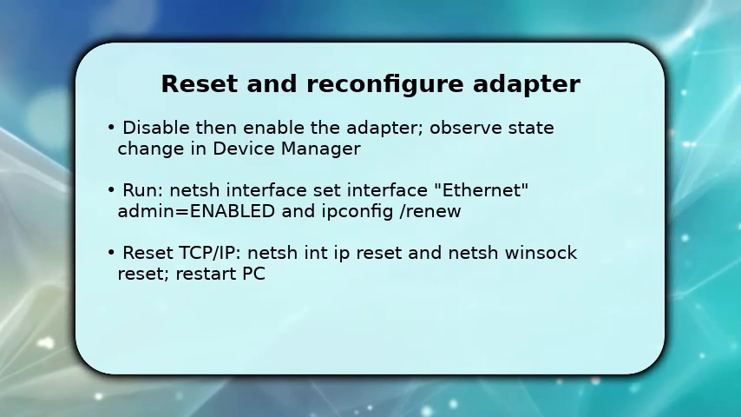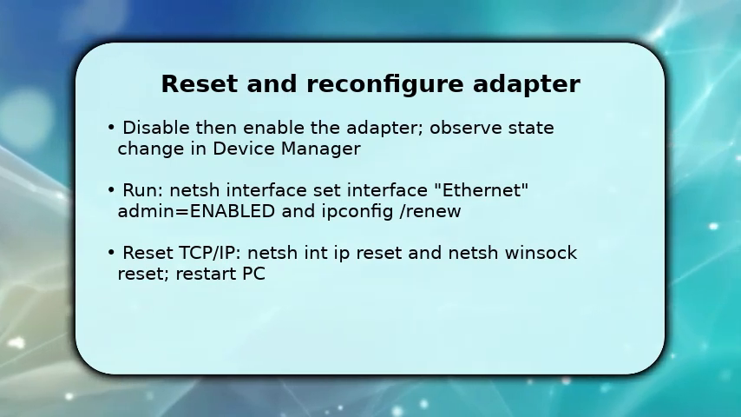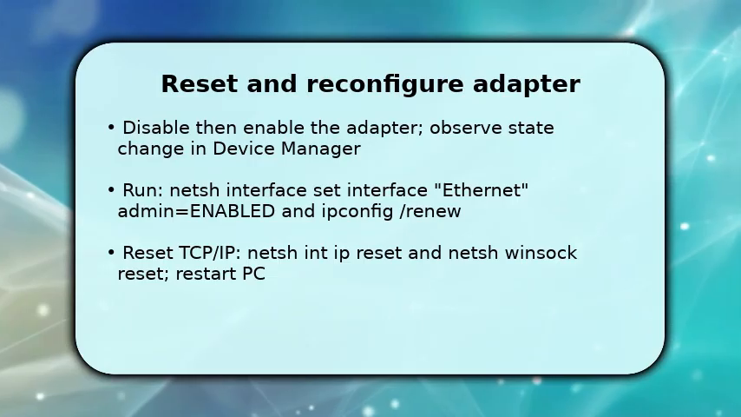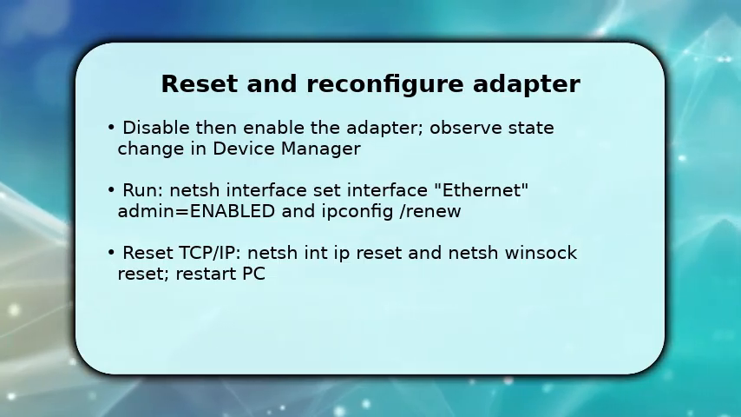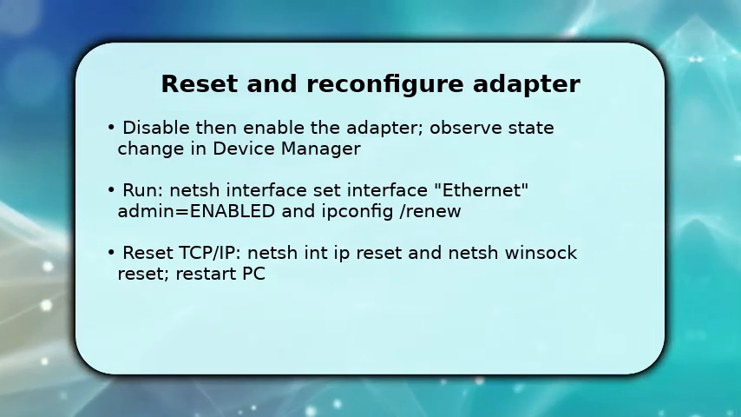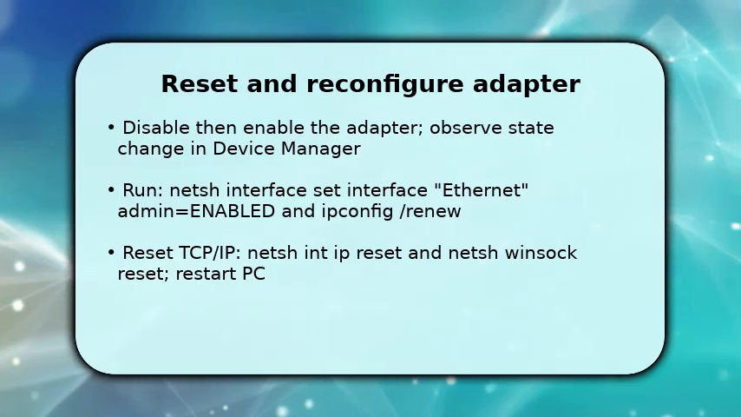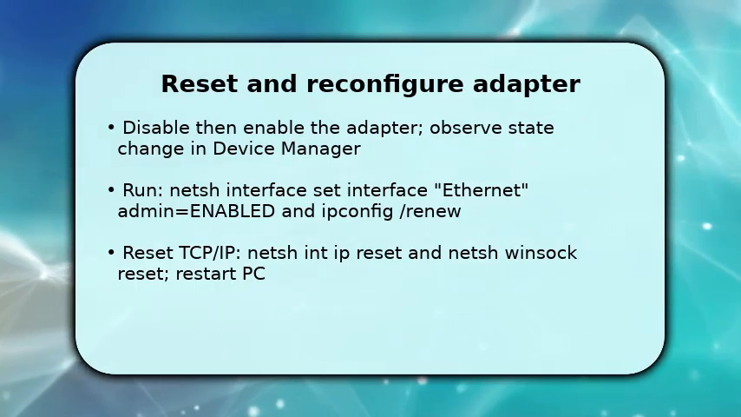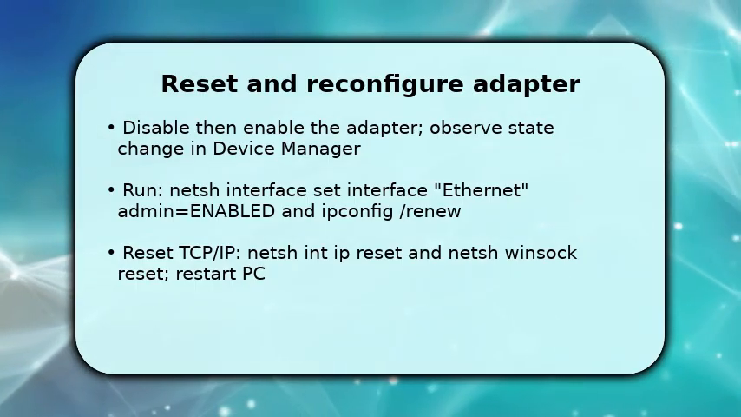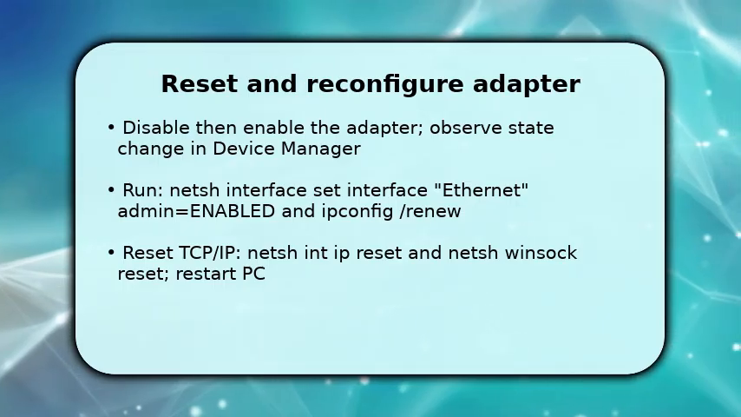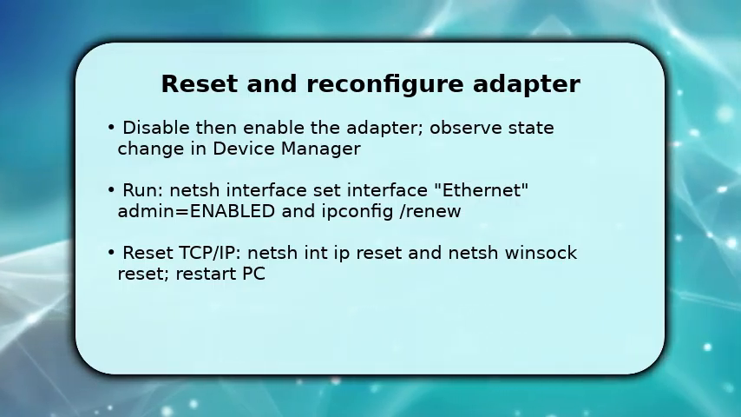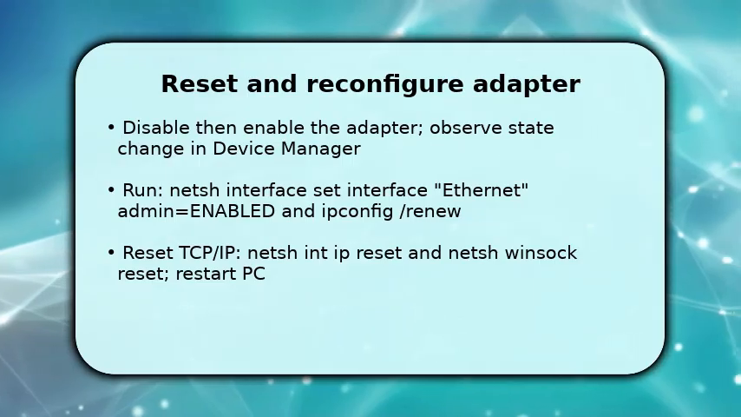Next, you perform targeted software fixes to restore the link. Start by disabling, then re-enabling the adapter in Device Manager so drivers reinitialize. Make sure it returns from Media Disconnected. Then, execute netsh commands to enable the interface and request a new IP with ipconfig /renew, which clears stale DHCP info.